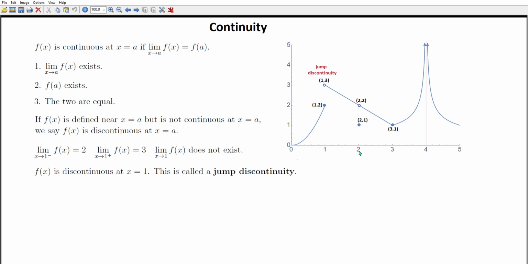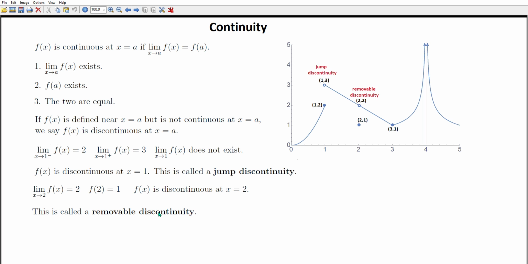Now let's look at x equals 2. Here, the limit from this side is 2. The limit from this side is also 2. So this limit is 2. The function value, however, here is 1. These two things aren't equal. This is a discontinuous function. This is called a removable discontinuity, and the reason it's called removable is if we redefine the function at one point, namely at x equals 2, slide this thing up here, we'd have a continuous function.